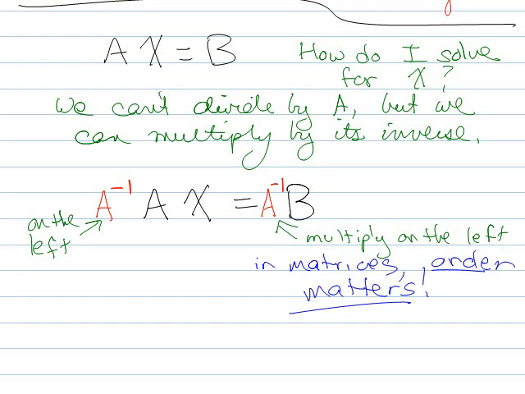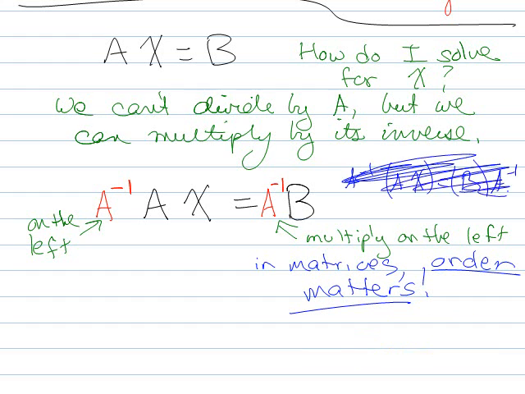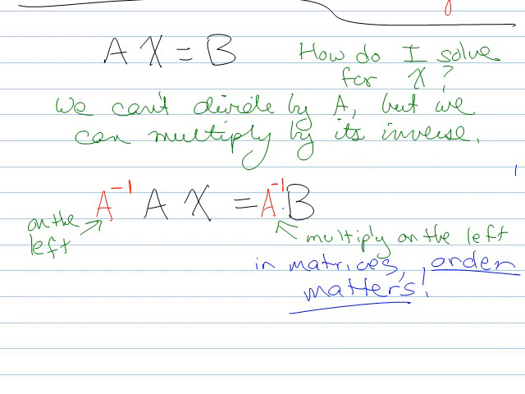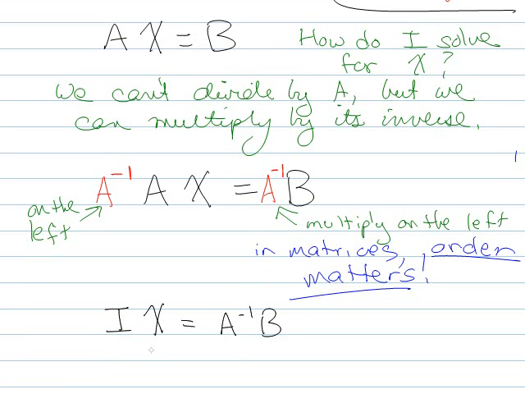Order matters. A inverse B is not the same as B A inverse. They're not the same, so I can't just multiply on either side, because order matters. I have to keep that A inverse on the left for this to work. Because what happens now is I have A times A inverse. We said anything times its inverse is basically the identity, and the identity is like a 1 for matrices. So we can just drop it.